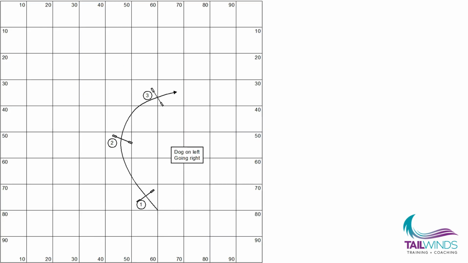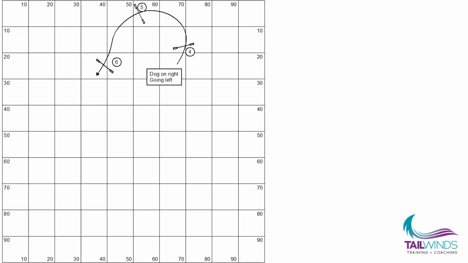As you can see in this example, the dog would be on left and I am going to the right. Generally speaking, I am on the inside of the curve and the dog is on the outside of the curve because the dog can run faster than I can, and the dog tends to curl into the handler by default.